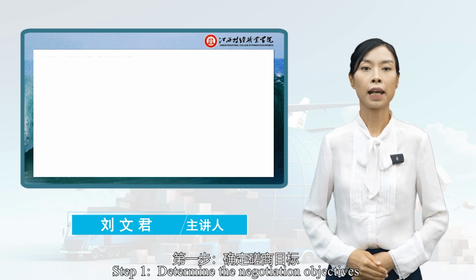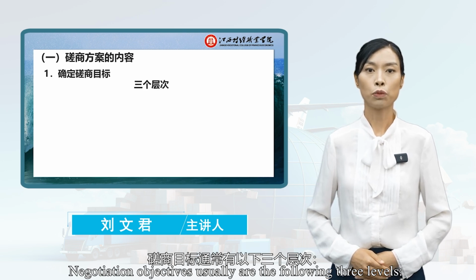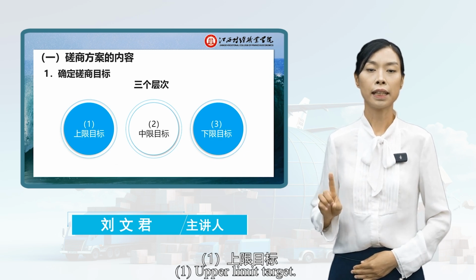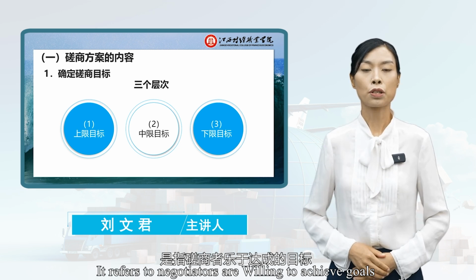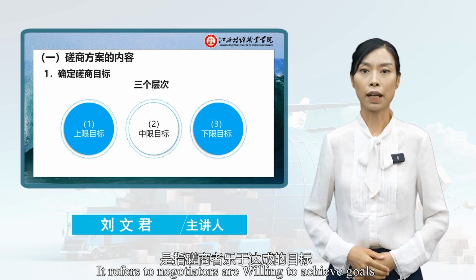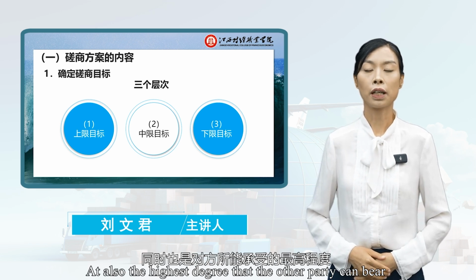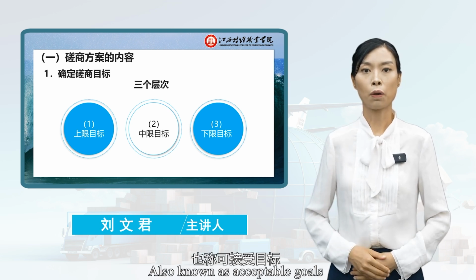Step 1. Determine the negotiation objectives. Negotiation objectives usually have the following three levels. First, upper limit target, also known as the highest goal. It refers to the goal negotiators are willing to achieve, an ideal goal, and also the highest degree that the other party can bear. Second, middle limit target, also known as acceptable goals.